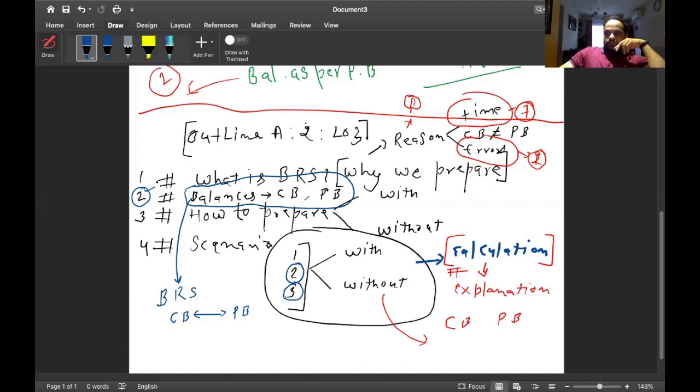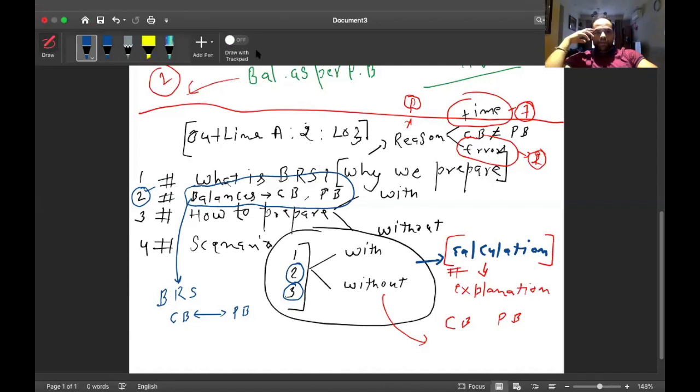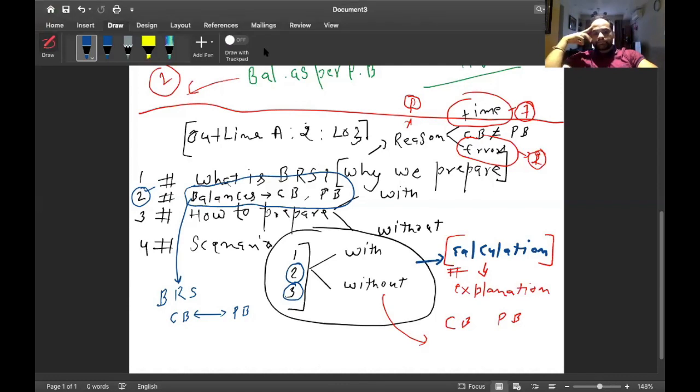Any questions regarding the outline or situation 1, 2, and 3? Is it okay? Is it clear? Yes, it's okay. Okay, so no questions? Any questions? Quickly say something. Any questions or not? No questions. So we stop here.